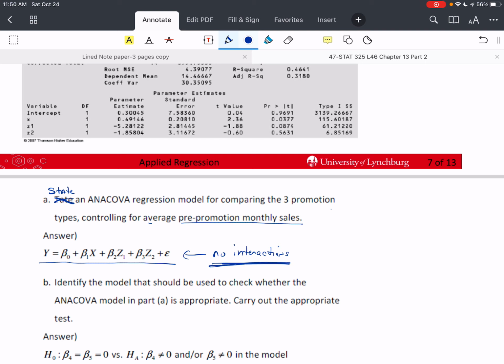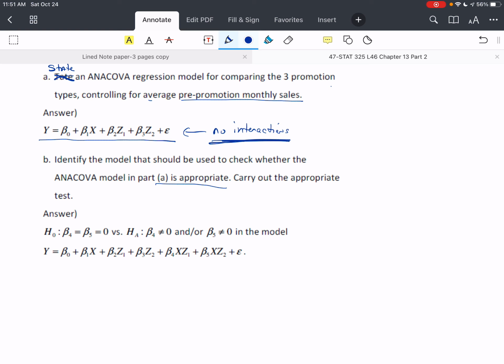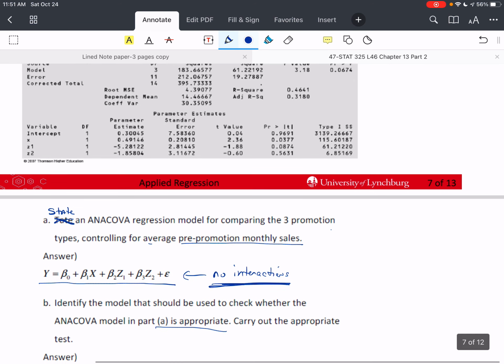Note that there are no interactions because we can't use interactions if we want to know the difference. Remember, we're not supposed to use this method if there is interactions. So we first have to check whether or not there is an interaction, whether or not it's appropriate to use the model in A. So here's our test. Beta 4 equals beta 5 equals 0 against either beta 4 or beta 5 not equal to 0 in the model with both interactions.